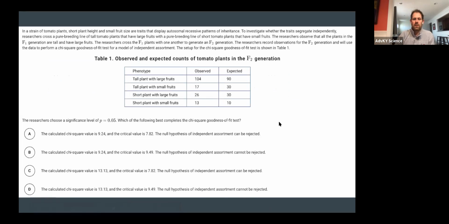Yes, that's a good point. You can clearly get the critical value very quickly. Just look at the chart and say, hey, I know there's 3 degrees of freedom. The critical value is 7.82. So at least that gives you a 50-50 shot if you're running quick on time.